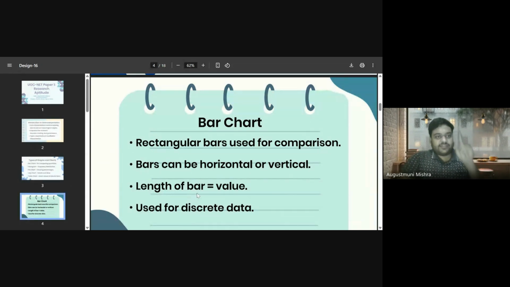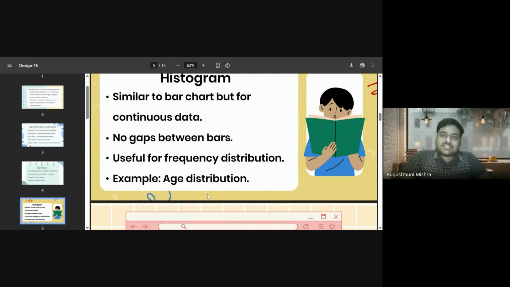Whenever you are preparing this, you will get the data on the y-axis as well as the x-axis. Bar charts use discrete data. Yesterday we also discussed discrete data and continuous series, and I will also discuss that while solving the questions. Another one is the histogram, which is similar to the bar chart.